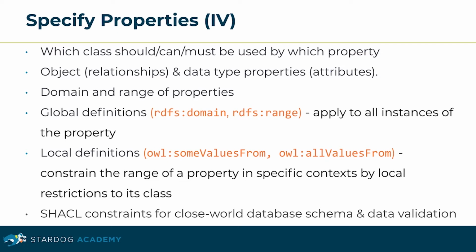rdfs:domain and rdfs:range terms that apply to all instances of the property, but we could also have local definitions such as allValuesFrom and someValuesFrom that constrain the range of a property in specific contexts by local restrictions to its class. In addition, SHACL constraints for closed-world database schema and data validation can be used, but we can see more information and details on SHACL constraints in the corresponding training.